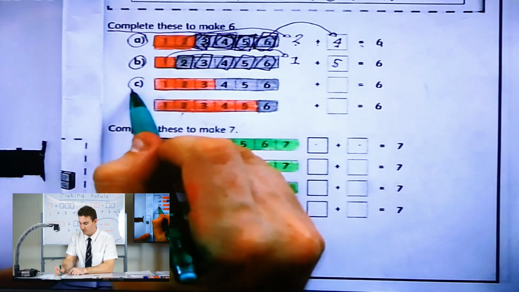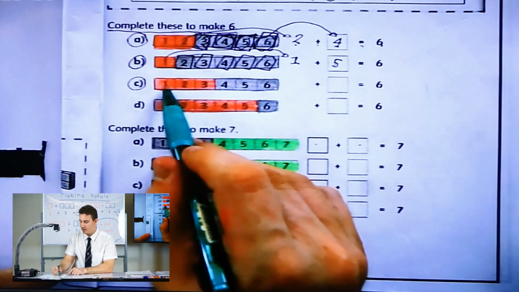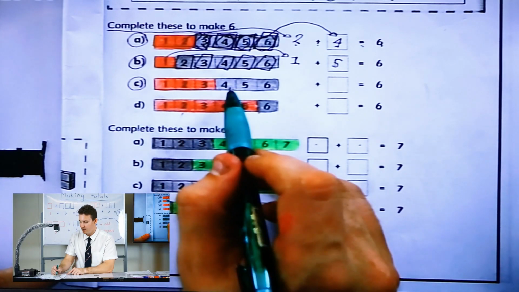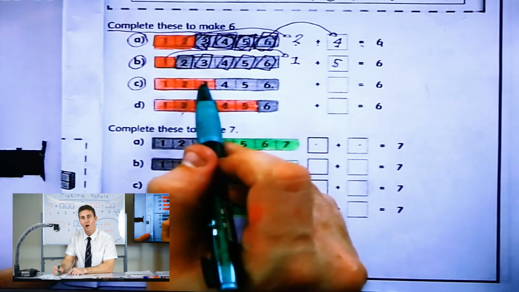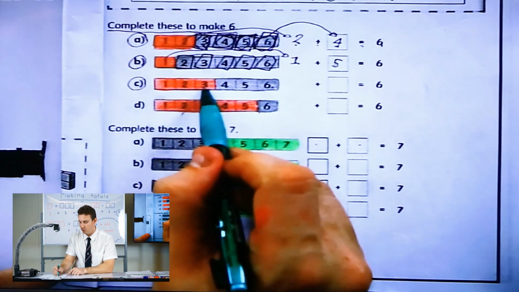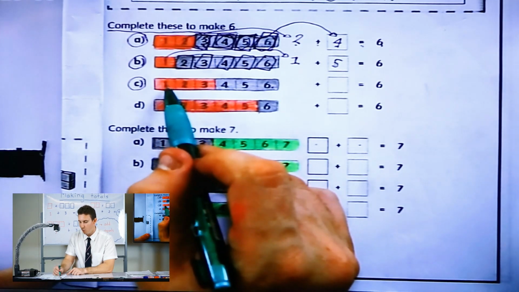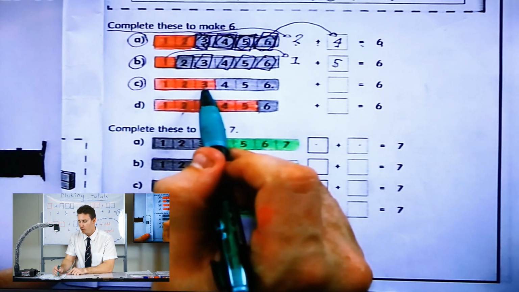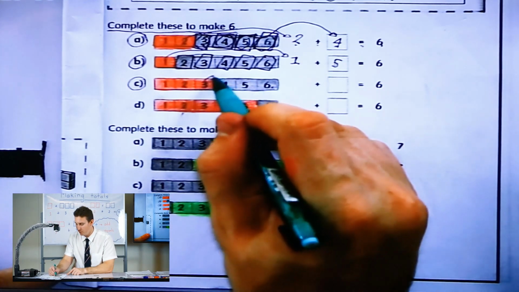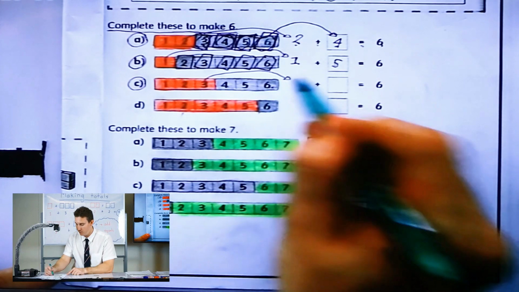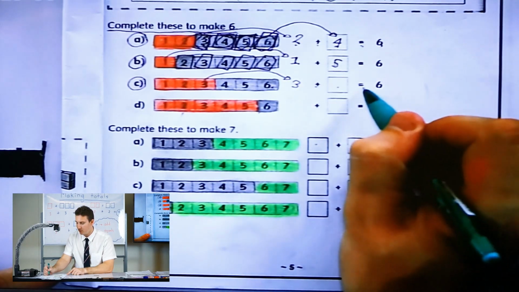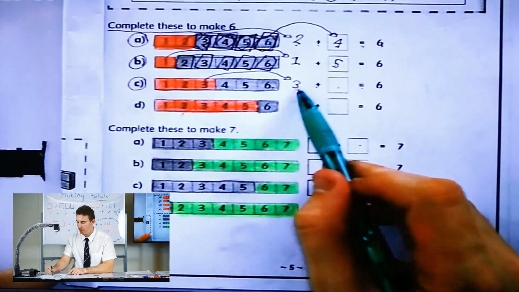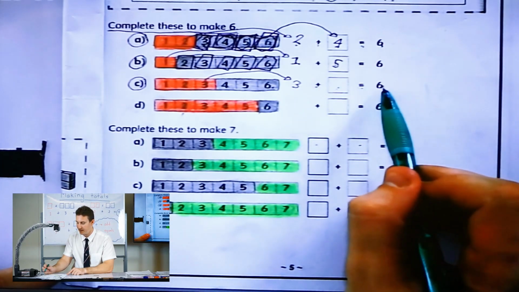Okay, example C. 1, 2, 3, 4, 5, 6. And how many are red? Can you count? 1, 2, 3. So we're going to move the 3 red to this place. 3 plus equals 6.